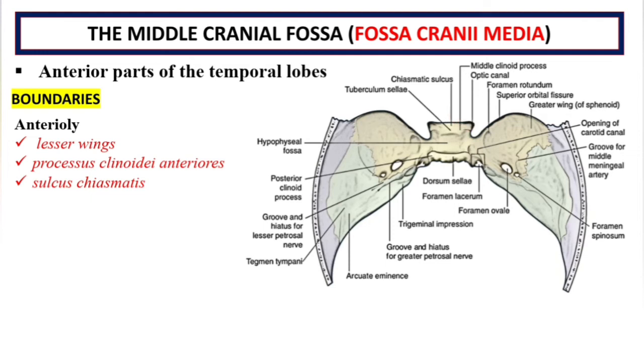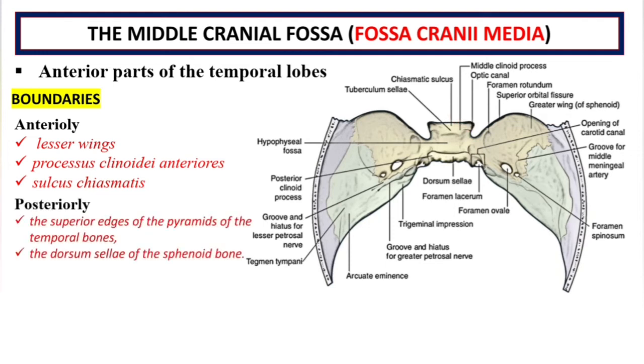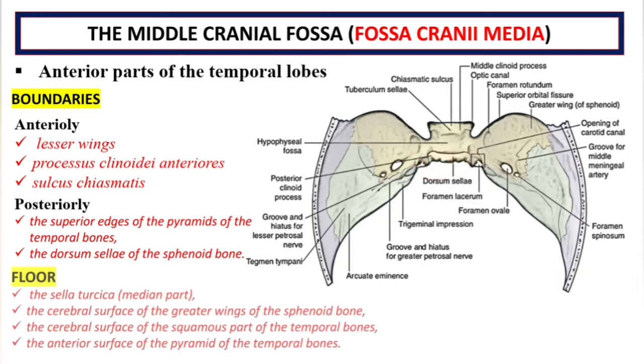Then, what else? Okay, before that, I need to show you the posterior border, of course. The posterior border is formed by the superior edges of the pyramid of the temporal bone, right? That's the superior edge. And also it is formed here by the dorsum sellae of the sphenoid bone, right? Dorsum sellae here. And the floor. The floor is formed by the sella turcica. The median part is also known as the Turkish saddle here, right? The cerebral surface of the greater wings of the sphenoid here. The cerebral surface of the squamous part of the temporal bone here. And the anterior surface of the pyramid of the temporal bone is here.